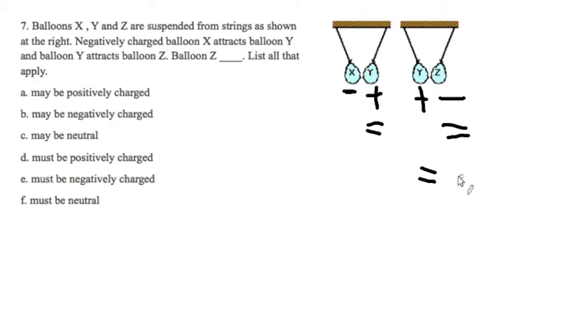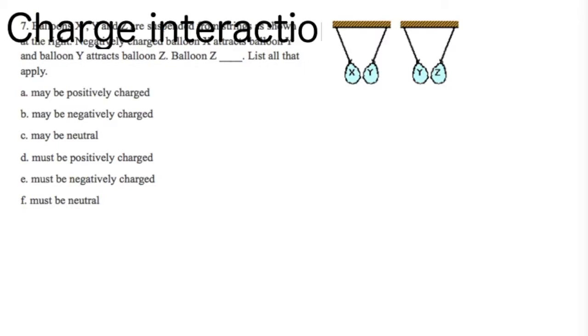Y is neutral. Then Z can be positive, right? Because a positive charge and a neutral charge will attract. And Z can also be negative, because a negative object and a neutral object will also attract. Z can not be neutral in this case, because a neutral and a neutral object will not attract. But it can be neutral if Y is positive. So balloon Z can be positively charged, check. It may be negatively charged, or it may be neutral, which are the 3 options given right there. Great, so let's do another problem.